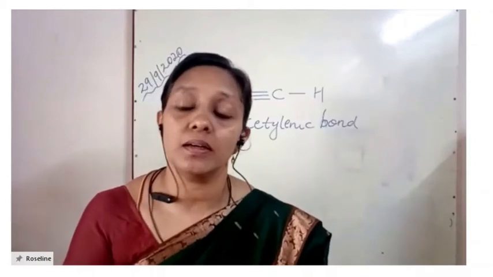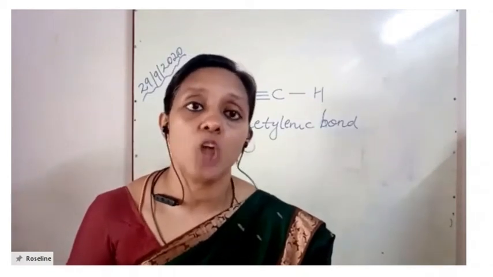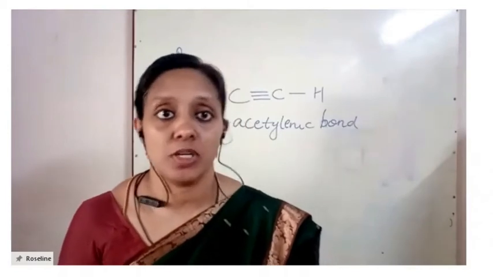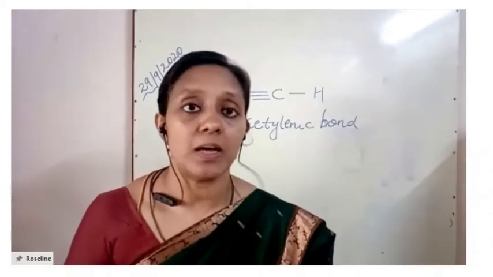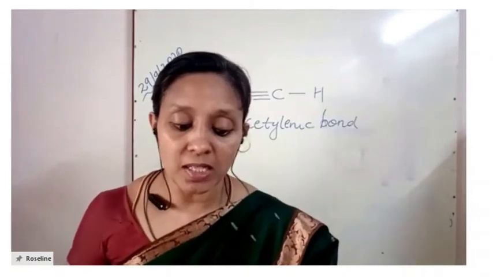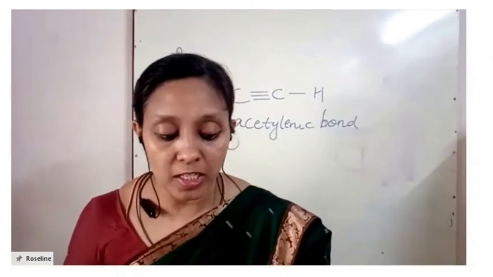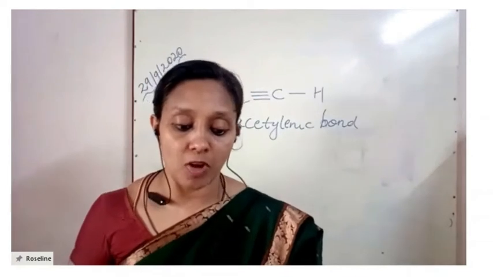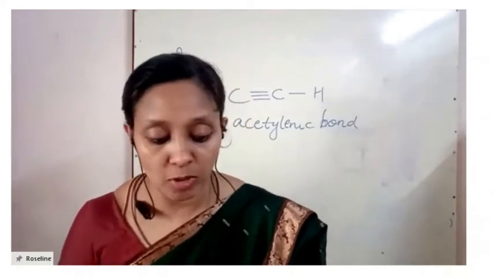And why is it giving a sooty flame? Because it does not undergo complete combustion, or it is not getting completely oxidized. Okay, now ethyne burns in excess air with a brilliant white flame to produce carbon dioxide and water vapor and a large amount of heat.